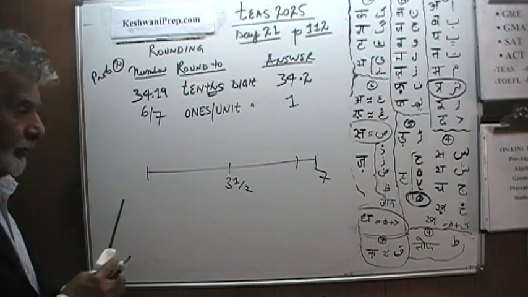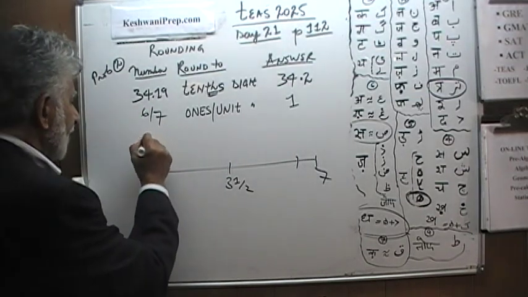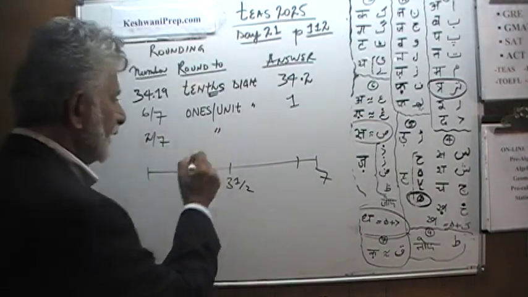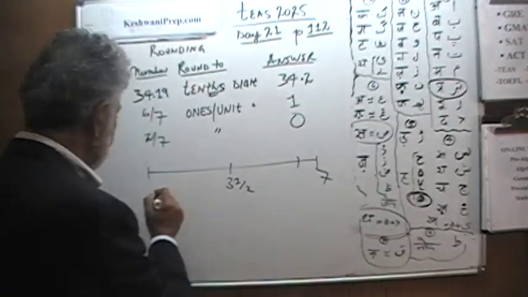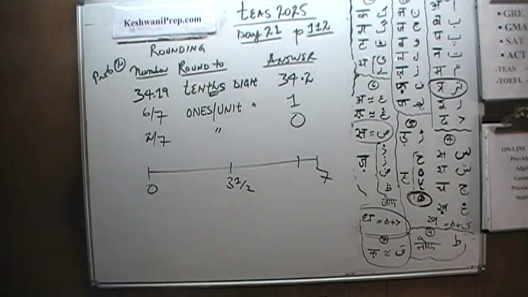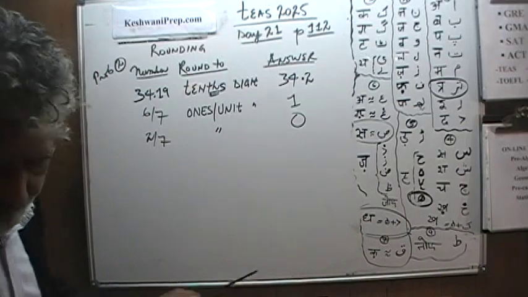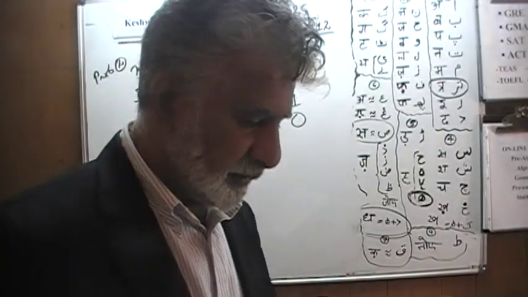Now instead of 6/7, if we had 2/7 and we were asked to round it to the nearest ones digit or unit digit, 2/7 would have become 0, because it's towards 0, since it goes from 0 to 7. Why 7? Because we're dividing by 7. We break it up into 7 equal parts and we look for the halfway mark. Here's the next one.